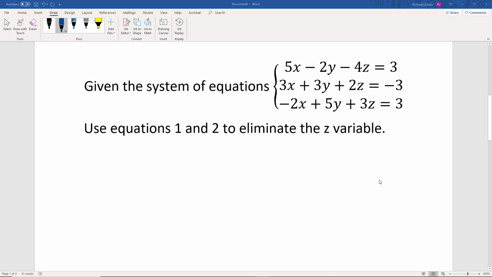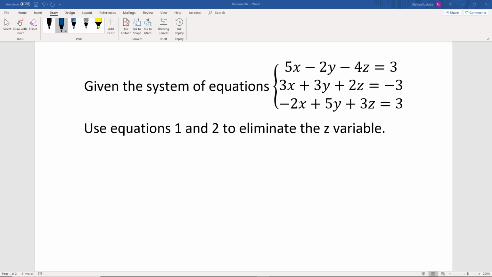So let's say you're given the system of equations where the first equation is 5x minus 2y minus 4z equals 3. The second equation is 3x plus 3y plus 2z equals negative 3. And the third equation is negative 2x plus 5y plus 3z equals 3.